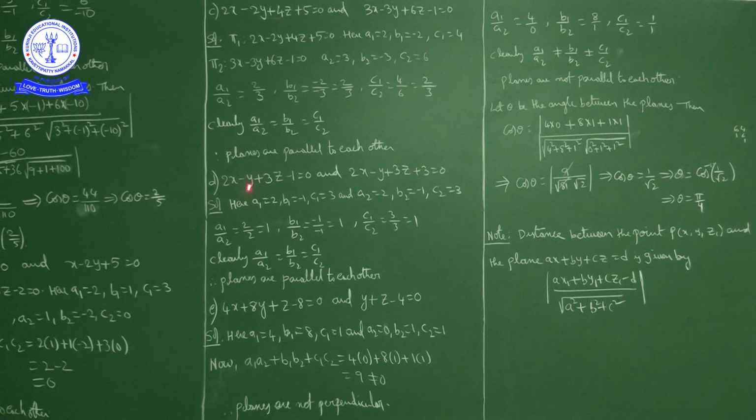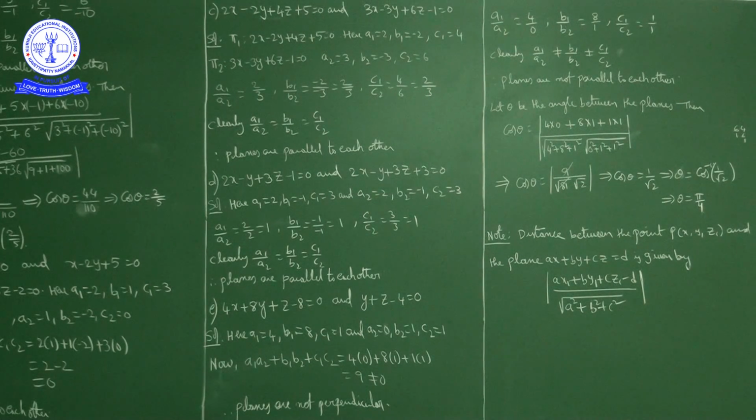Okay. Next question. Given planes are 2x minus y plus 3z minus 1 is equal to 0, and 2x minus y plus 3z plus 3 equal to 0. Now if you observe these two planes carefully, these two planes differ by constant only. Here 2x, minus y, plus 3z; here minus 1, here plus 3. So the two planes differ by constant only, which means the two planes are parallel to each other. Parallel planes differ by constant only.